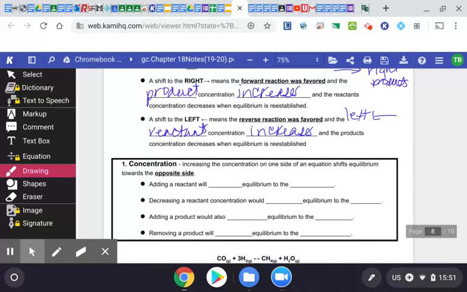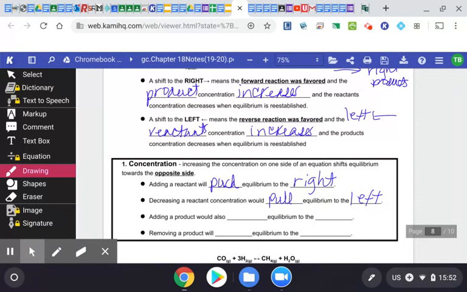So adding a reactant will push equilibrium to the right side. If I decrease a reactant, the opposite's going to occur. If I pull a reactant away, the reaction is going to want to make up for that and increase the amount of reactant. So it's going to pull the equilibrium to the left-hand side.